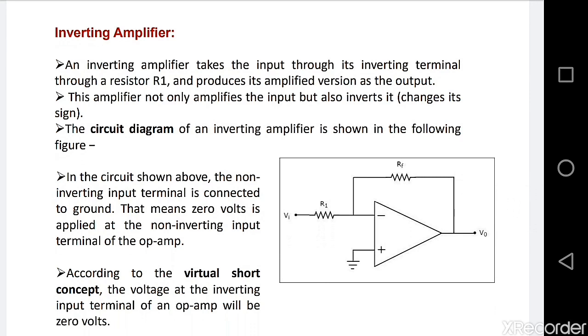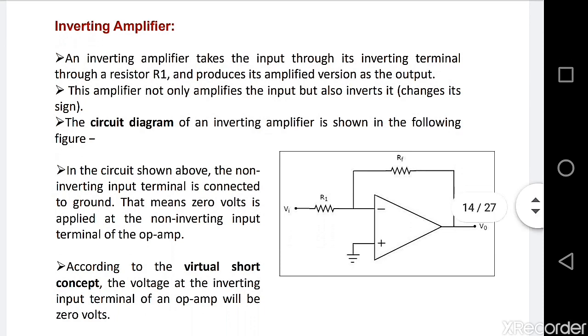Here R1 is the resistor. The inverting amplifier takes the input through this resistor and amplifies it. This amplifier not only amplifies the input but also inverts it. It will invert the input data.